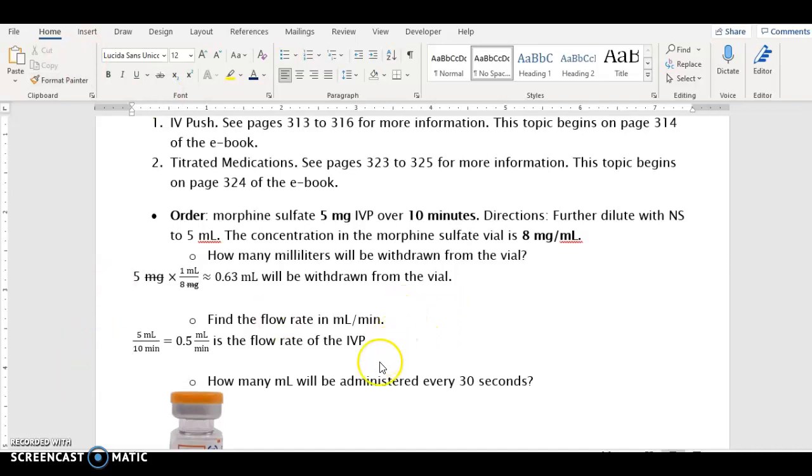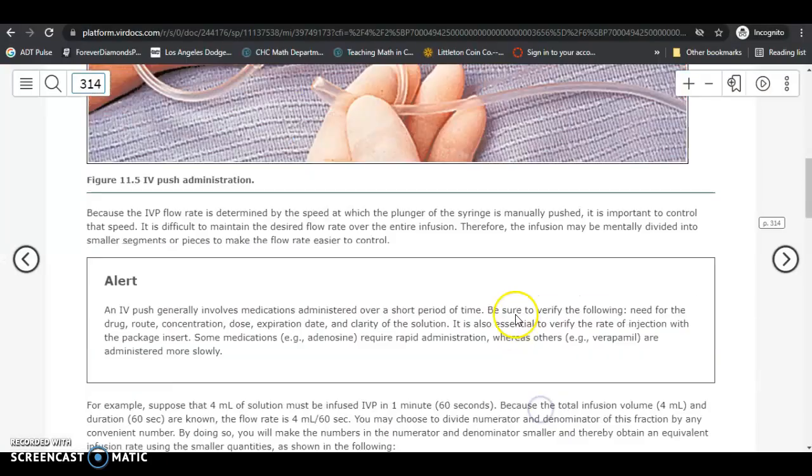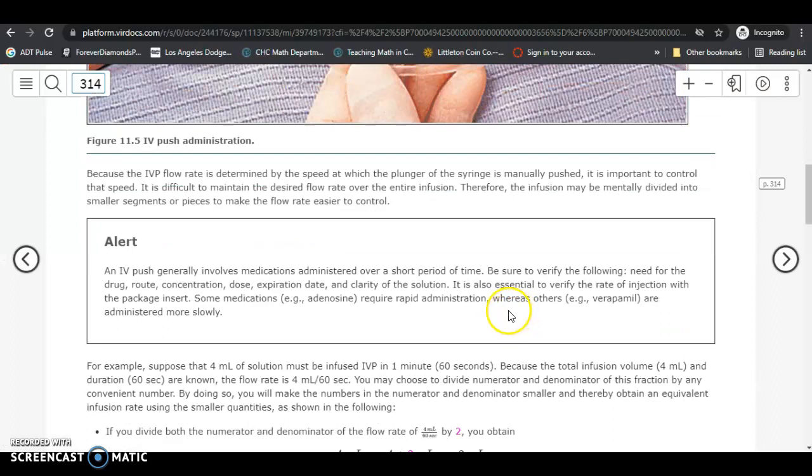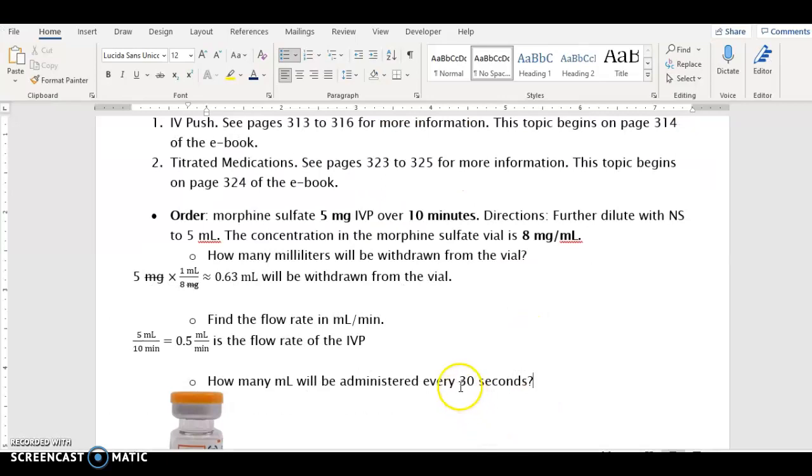The last part of the question asks how many milliliters will be administered every 30 seconds. You may remember a little earlier in the video that it's difficult to maintain the desired flow rate over the entire infusion, since you're doing this manually. Therefore the infusion may be mentally divided into smaller segments to make the flow rate easier to control. So that's what this question is asking.